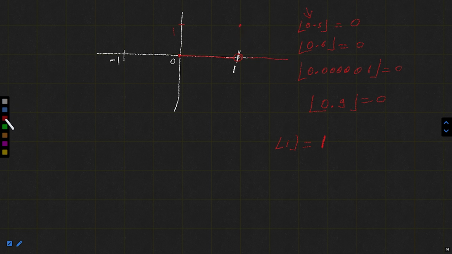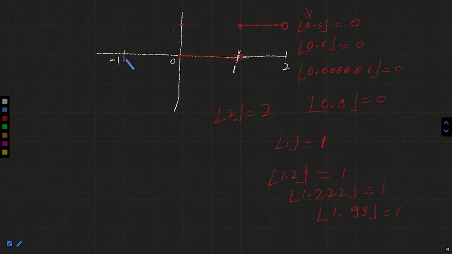If you see the interval 1 to 2, take any value in between 1 and 2, for example 1.2. What will you get as your output? Always 1. Even for 1.99, you will still get the output as 1. So like this, you will get the output as 1. But at 2, what will you get? At 2, you will get the output as 2.